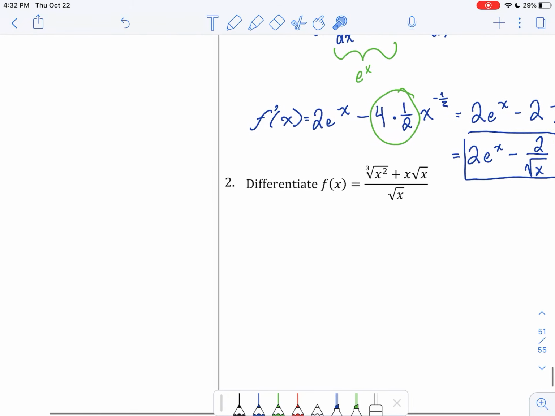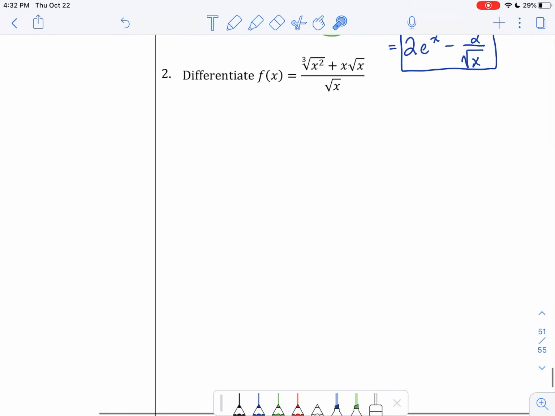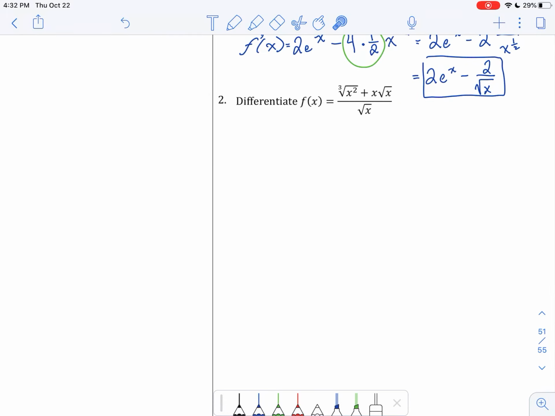So here, we don't have an e to the x, but we do have a very complicated fraction, and what we're always going to want to do with these problems first is simplify. And this has been true all the time. So simplify first. This will be a really important rule for a lot.